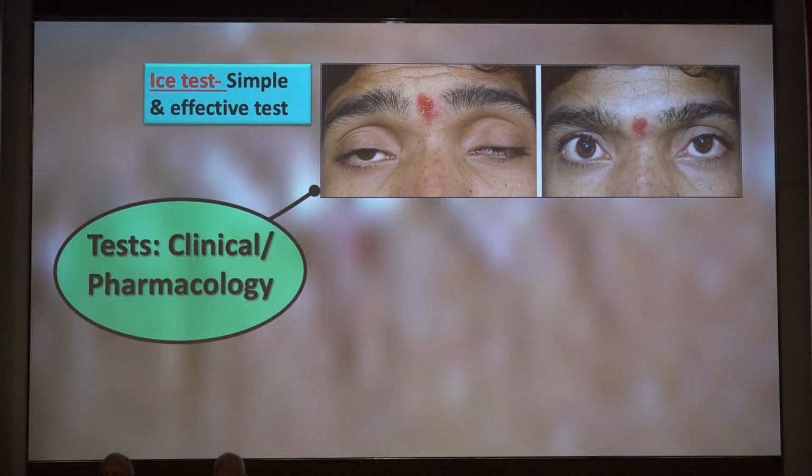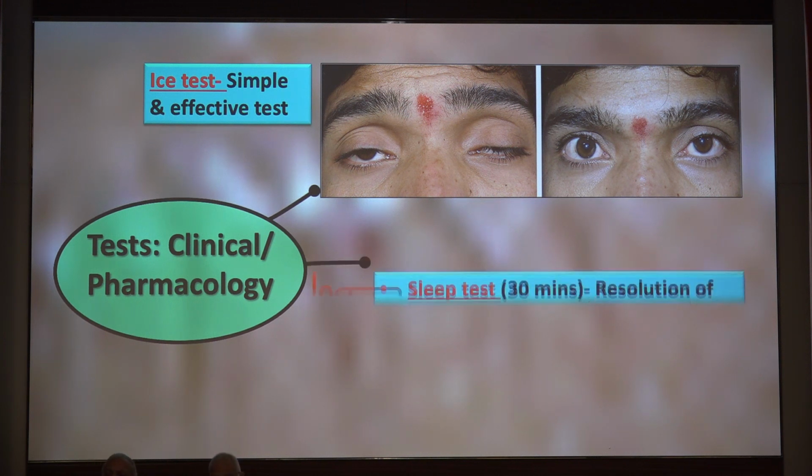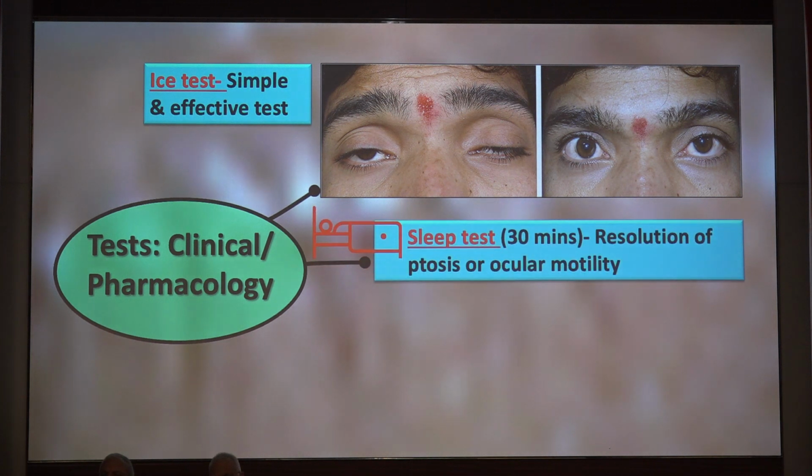Then coming to the pharmacological tests that we do. First, before that, the ice test, very important. Do it in your clinic. You need to put the ice over the lid for 2 minutes. Ensure intermittently that you release, but check that the ice is actually touching the lid. Many times it just touches the brow and then you really don't get the test properly. Very, very simple and effective test. The other is the sleep test, after which, at 30 minutes, you can see a resolution of ptosis or even ocular motility. Many times when you're dilating the patient, you can tell him to close his eyes and rest and check him immediately after 30 minutes. That's one thing which you can do.